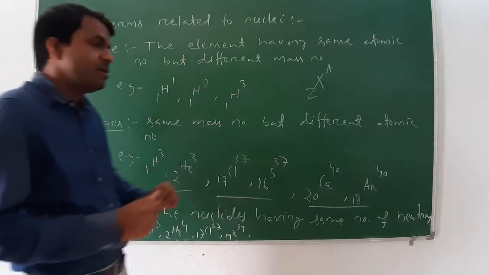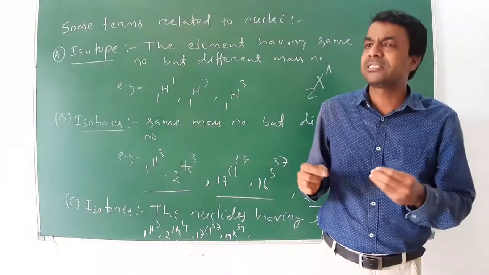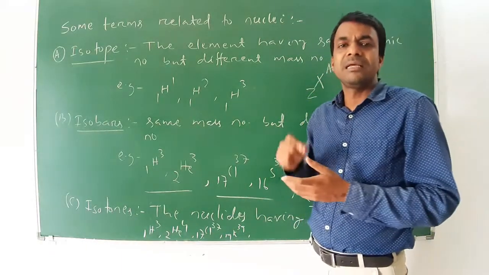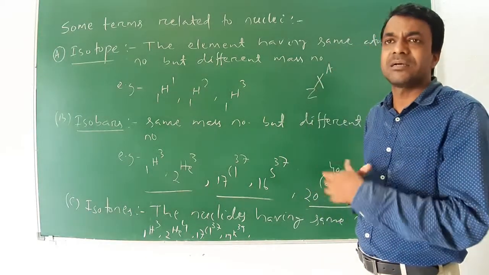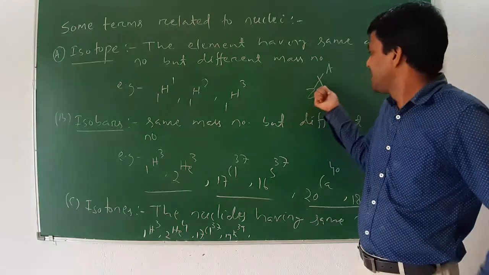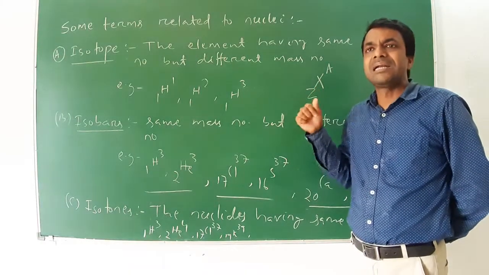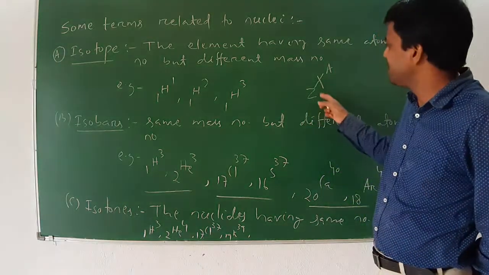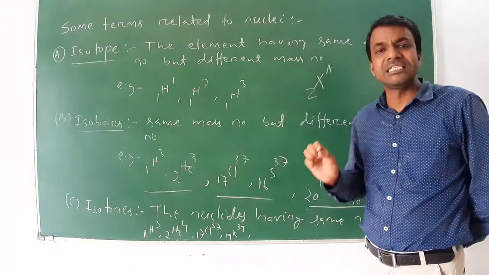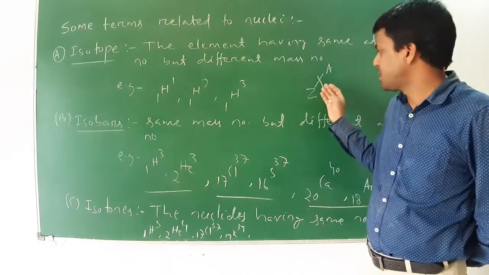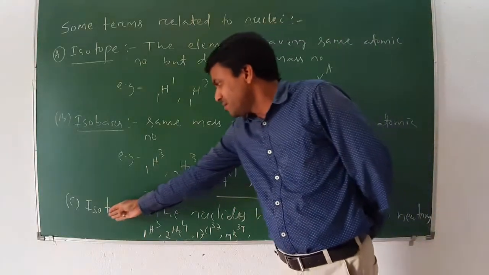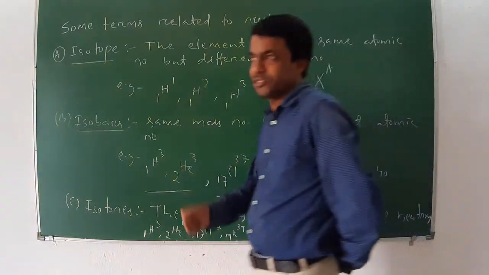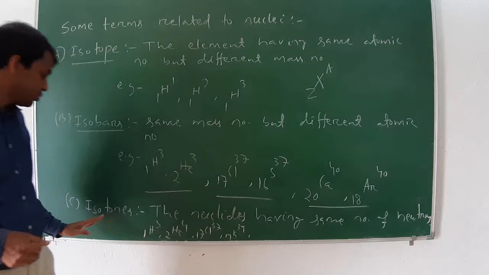Another is isotone. Before going to isotone, let me explain what is a nuclide. Nuclide means the representation of an element in terms of its atomic number and mass number. Let X be an element, Z its atomic number, capital A its mass number, then the element can be written as ZXA. This is known as the nuclide. Then what is the definition of isotones? The nuclides having the same number of neutrons are known as isotones.